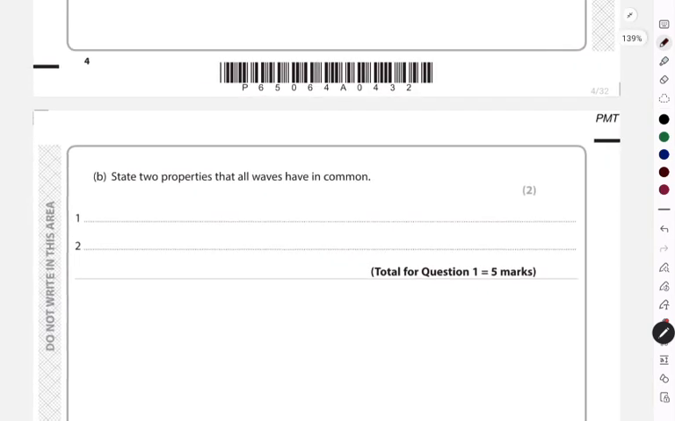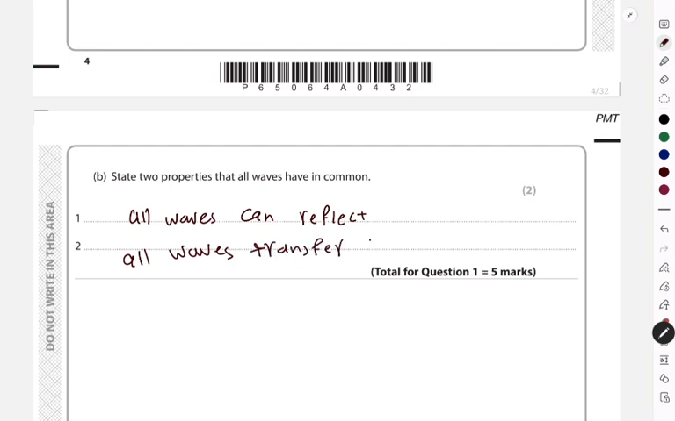State two properties that all waves have in common. I can say all waves can reflect, all waves can refract, all waves transfer energy without transferring matter. I can say also all waves have amplitude or wavelength or frequency, so I can use any one from them. So I can say all waves can reflect, and also all waves transfer energy without transferring matter.